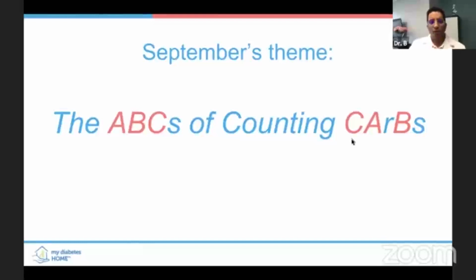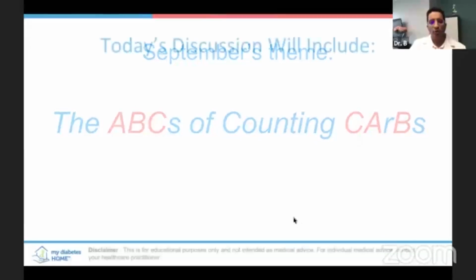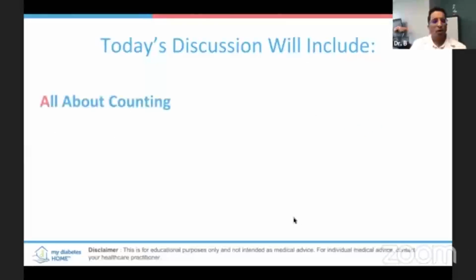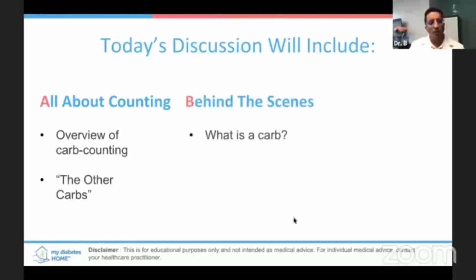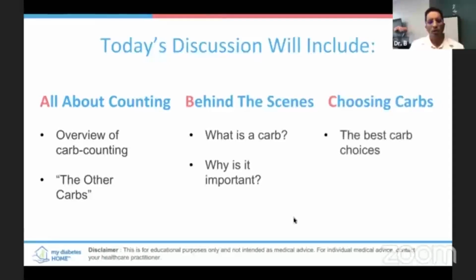All right. So what's the overview? What are we going to talk about? First, an overview of carb counting, talking about these other things, the other carbs, fiber, alcohol, and other things. They affect sugars, may not be carbs, they're not fats and proteins. So what do we do about those? All right, going behind the scenes, what is a carb? Why is it important in diabetes? And lastly, some actionable information, choosing carbs. What are the best carb choices? How many carbs should I be eating? So those are some of the questions I'm going to try and answer today.